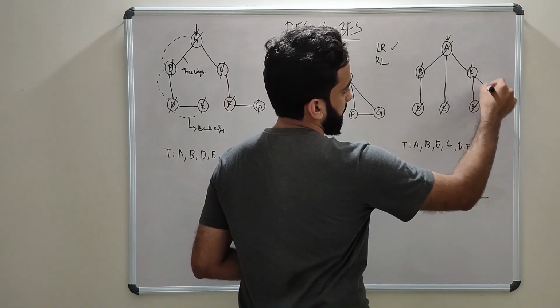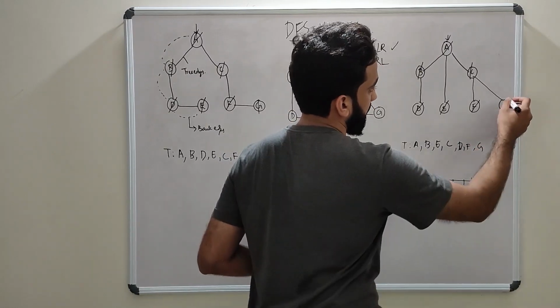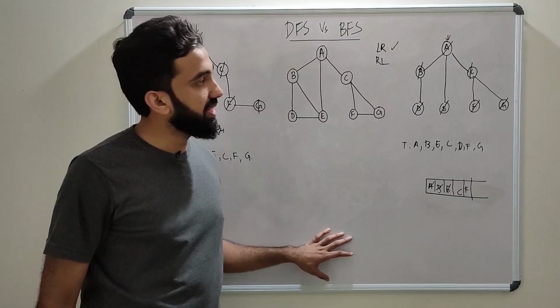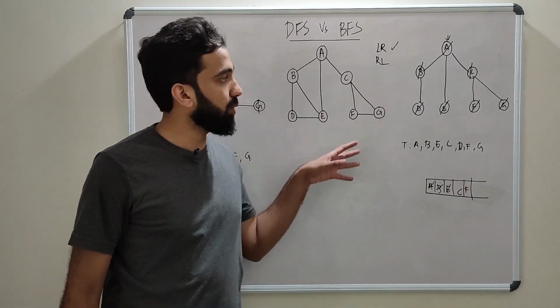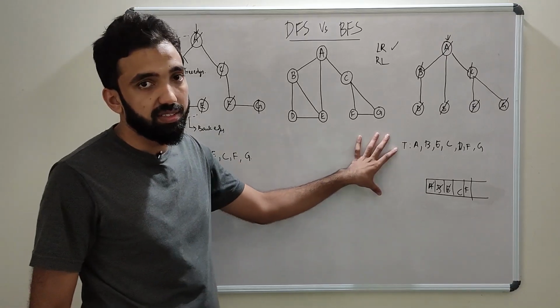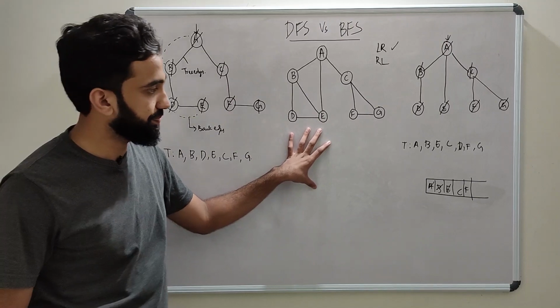Then we'll go to G. G as visited. So this is how BFS traverses a graph. This is how we can traverse this graph using BFS. This is the traversal list that we got after applying BFS on this graph.